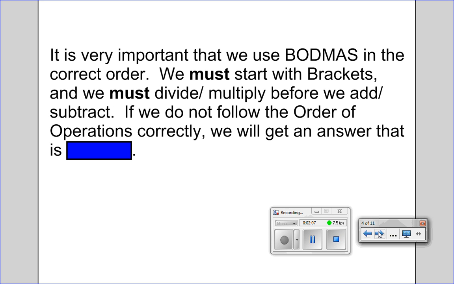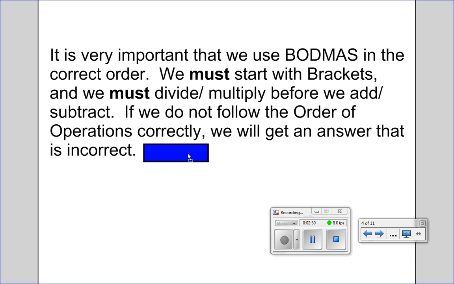It is very important that we use BODMAS in the correct order. We must start with brackets, and we must divide or multiply before we add or subtract. If we do not follow the order of operations correctly, we will get an answer that is, if you said incorrect or wrong, you're exactly right. If you do not follow BODMAS in the correct order, you will end up with an answer that is completely incorrect.